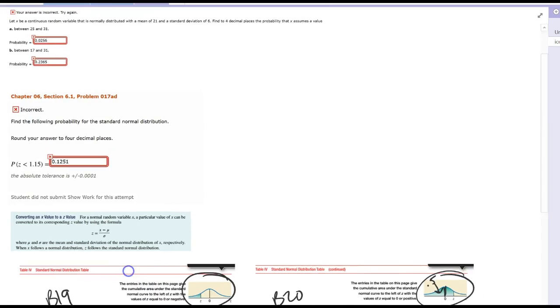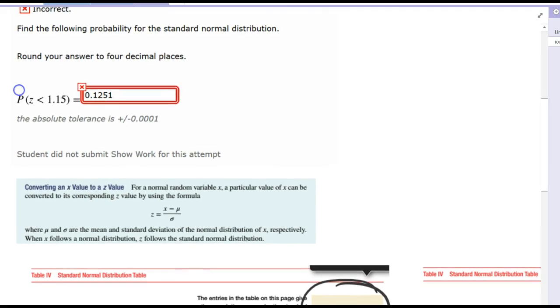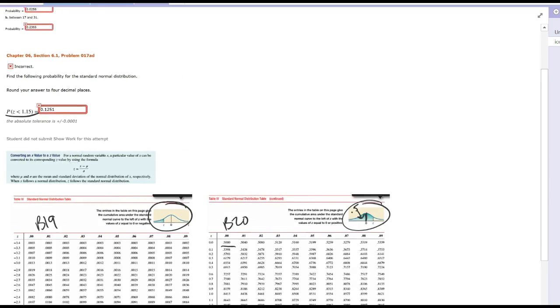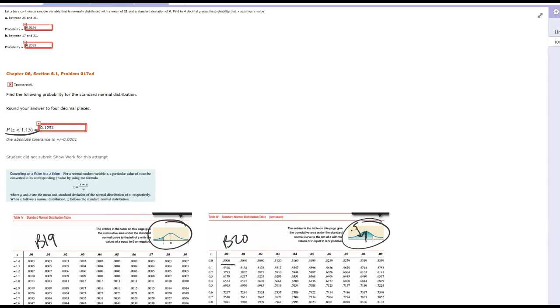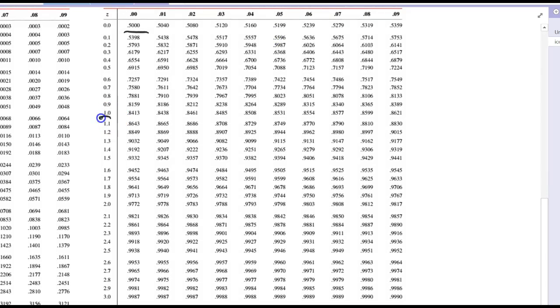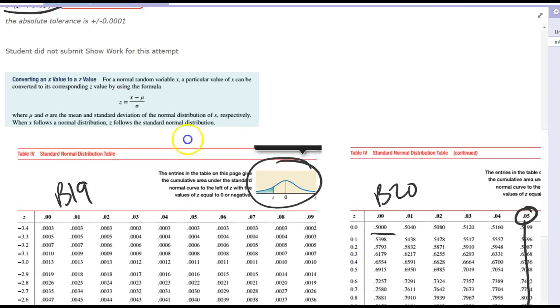Alright, so let's look at 6.1. Find the probability for the standard normal distribution. You should find this exactly from the table. So if you go to page B20 and you look for z is 1.15, so the z is 1.1 and then 0.5. So if you follow that across, you get 0.749 as your answer. So 0.8749. Sorry about that. 0.8749.